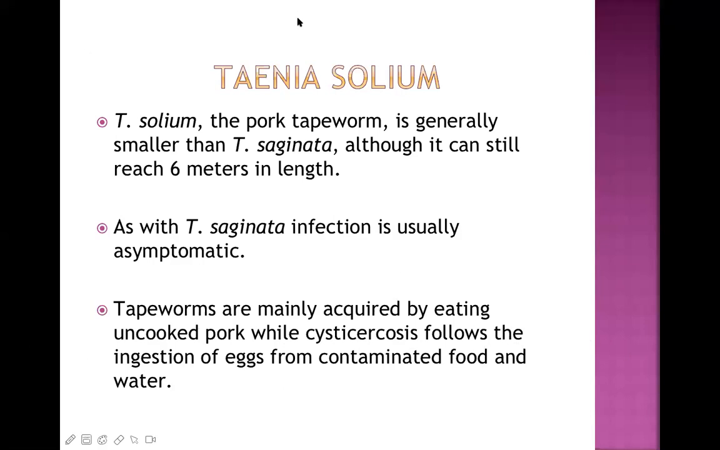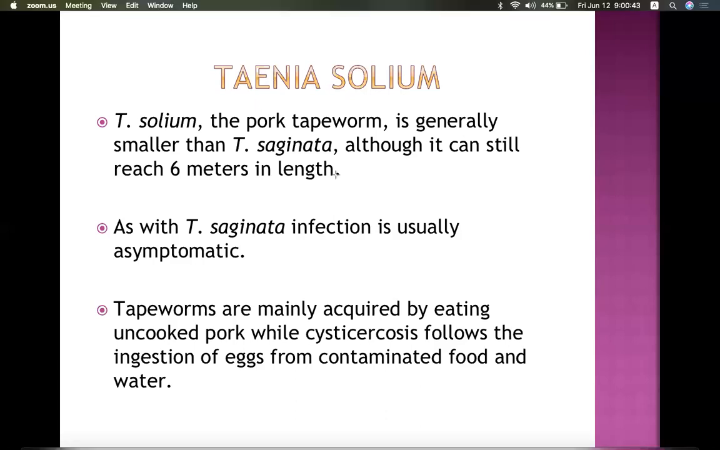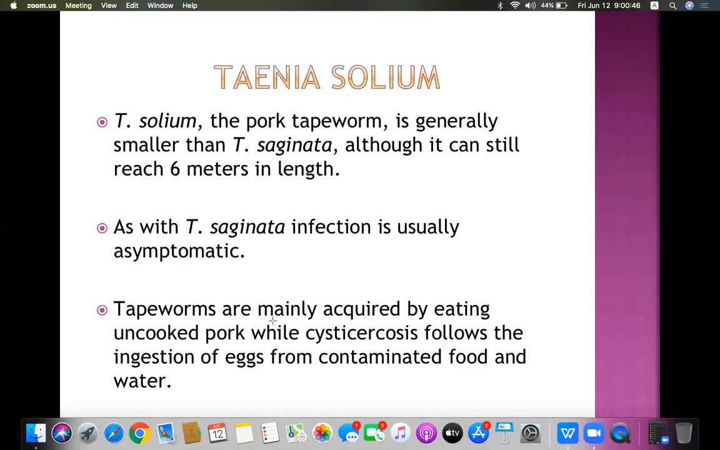Now, this is a little bit confusing for students, so let me take a little bit of time and explain this to you. There are two types of problem here. Let me use the pointer or highlighter. See here. There are two types of Taenia solium problem. One, the adult tapeworm disease, is mainly acquired by eating undercooked pork. Whereas cysticercosis or neurocysticercosis is acquired by ingesting the eggs from contaminated food and water.